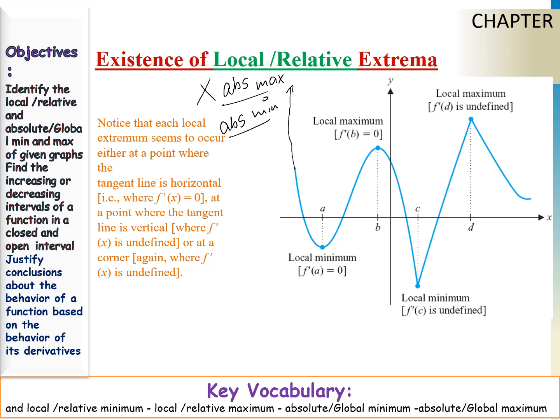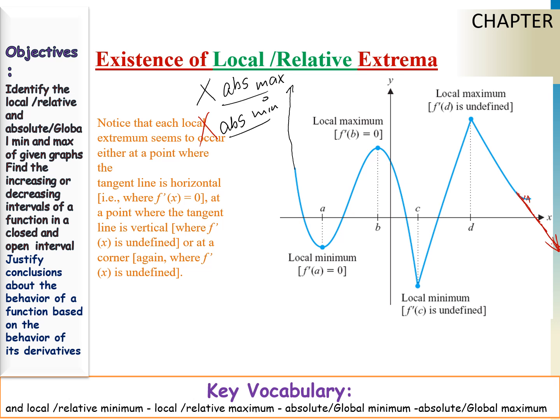Now look at the last point. Similarly over the last point here, it's going down and down and down. The graph is going down and you don't know when it will stop. So that's why there is no absolute minimum.